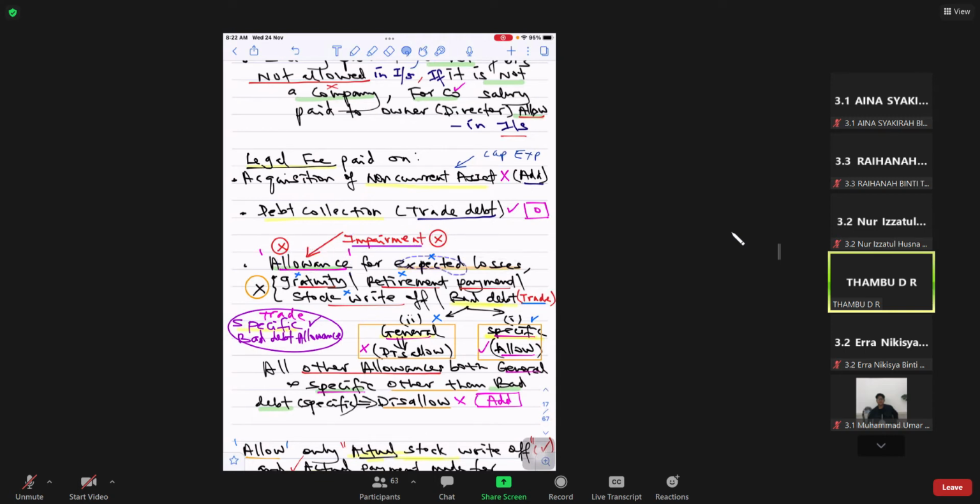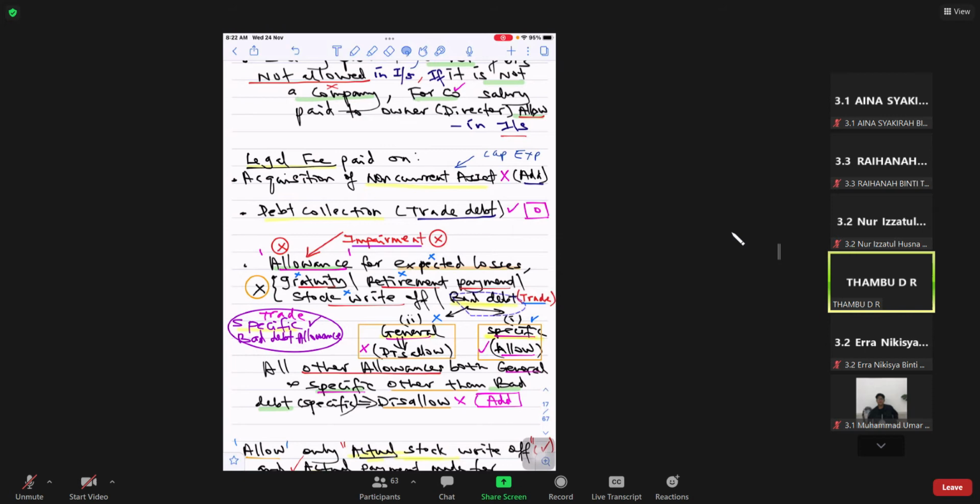Losses expected, cannot. Losses written off, can. Expected, cannot. Therefore, allowance for gratuity, that means expected payment for gratuity, add back. Retirement, add back. Payment, add back. Expected payment, add back. Stock write-off allowance, add back. Allowance for bad debt, add back.